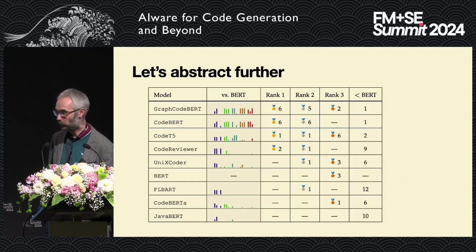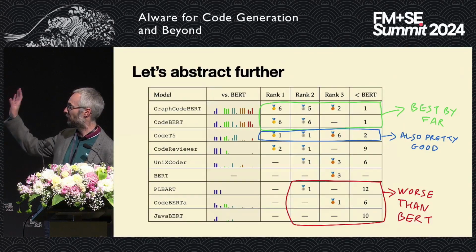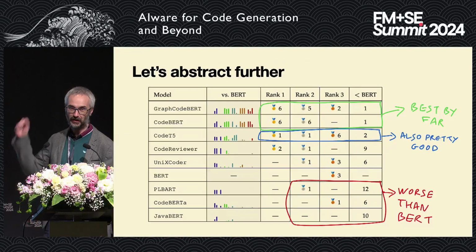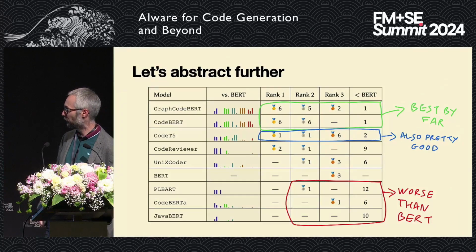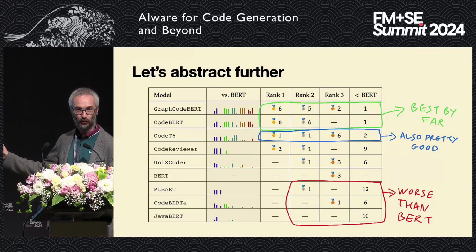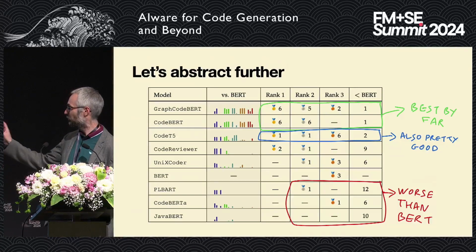So if we abstract further away, when we compute some kind of ranking, we see that we have two models that are the best by far. GraphCodeBERT, the one that I predicted, yay. CodeBERT is also doing well. CodeT5 is also pretty good. And there are really some models down the list that are overall performing worse than BERT. They're ranked below BERT.